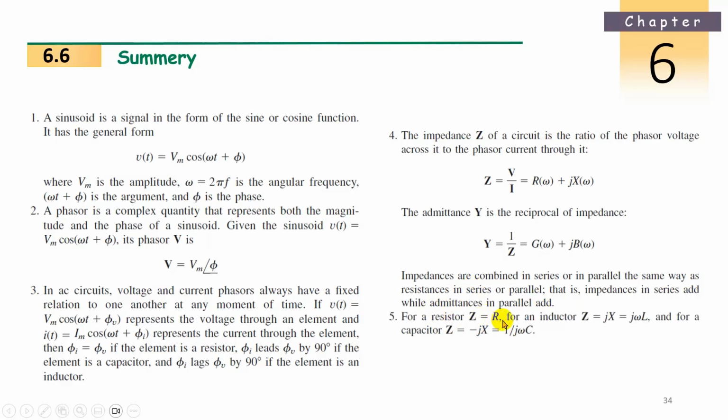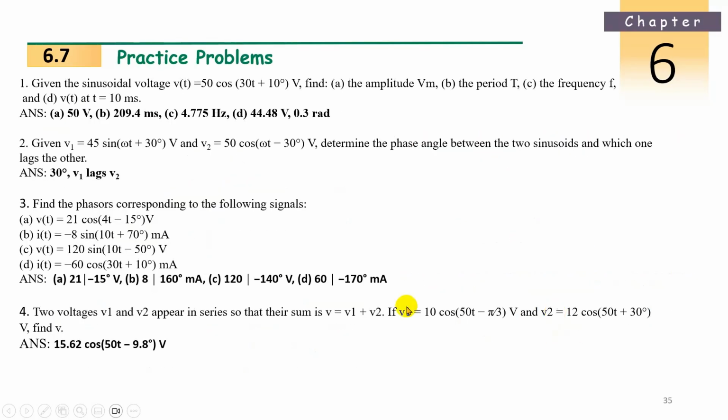For a resistor, Z is equal to R. For an inductor, Z is equal to jX, or jωL. And for a capacitor, Z is equal to minus jX, that is, 1 by jωC. Minus jX will come there, which is 1 by jωC.